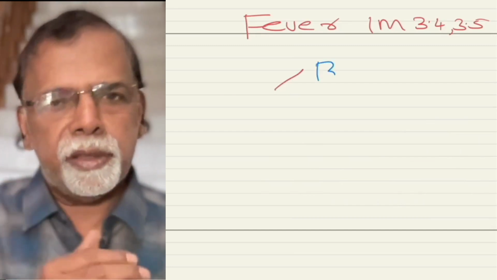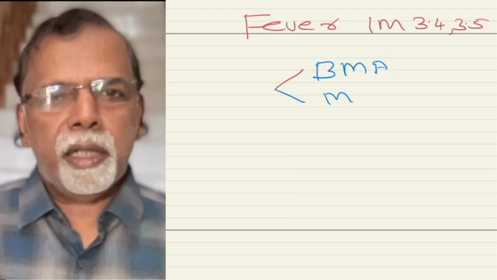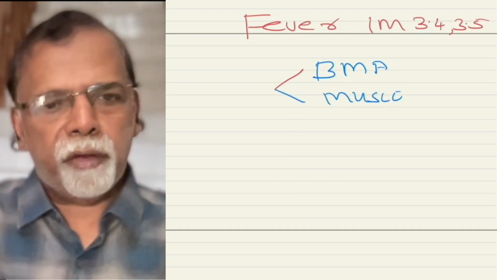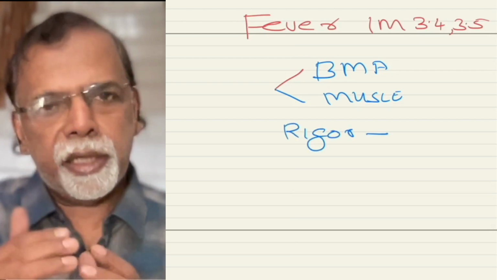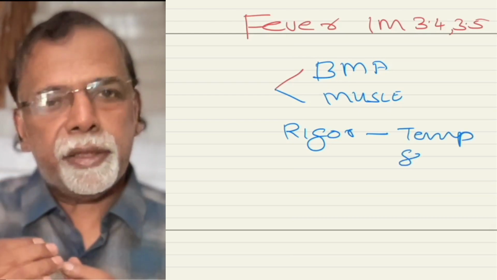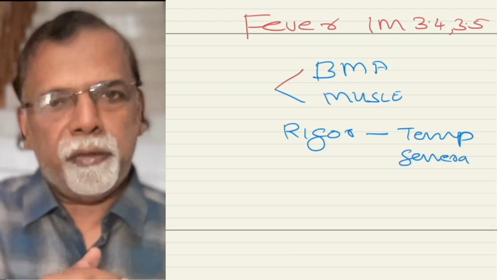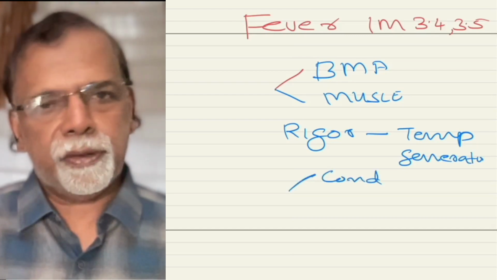How the temperature is generated. It is mainly by the basal metabolic activity and the muscle contraction. So all are aware, when you develop fever, you get rigor and chills. So this rigor is increased muscle activity in order to generate heat when the thermostat is at a higher level. So when there is a sudden change in the thermostat, you get rigor and chills.